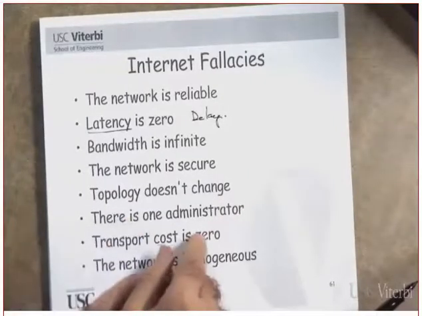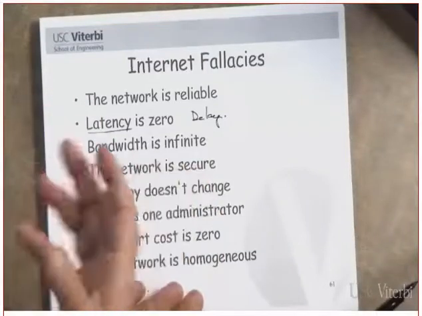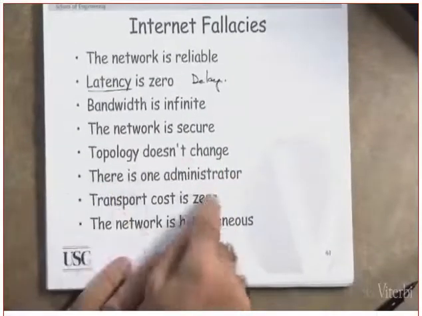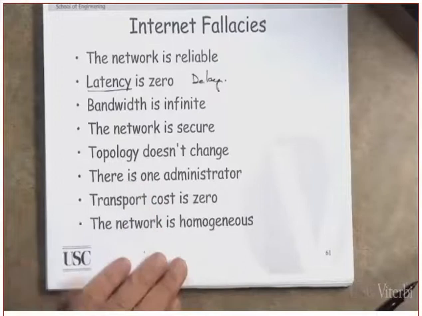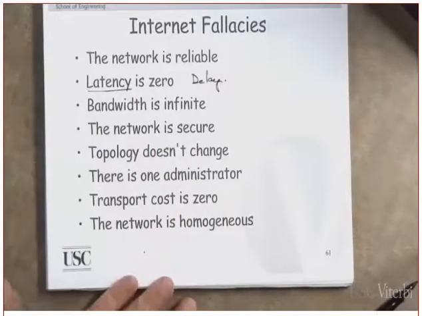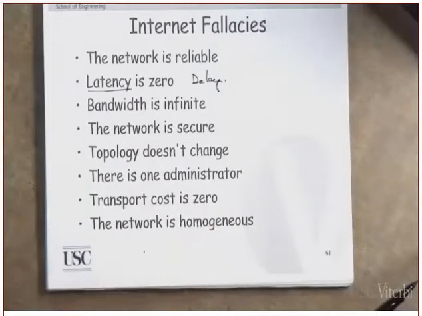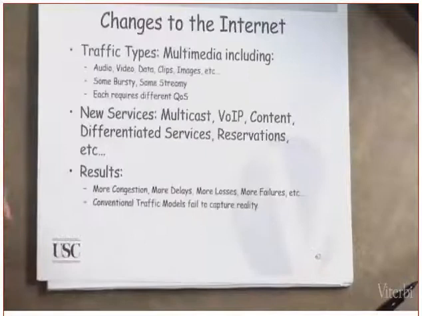Topology doesn't change. True or false? Again, it's false. Every time a node attaches to the network, every time a customer network attached to the internet, the topology has changed. So topology doesn't change. There is one administrator. I just told you that's, again, a false statement. The whole thing is divided into autonomous systems. Transport cost is zero. Again, no such thing. It takes some money to transport packets from one point to another point. Network is homogeneous. Again, it's a false statement. It consists of what? Multiple technologies. Some of them are wired, some of them are wireless. All of these things that we will study throughout the course.